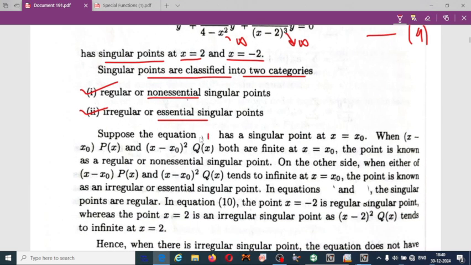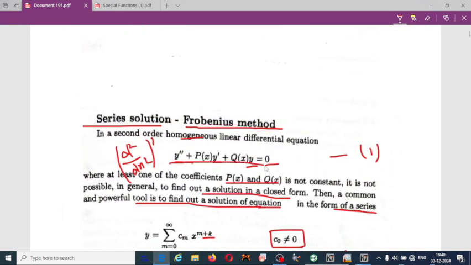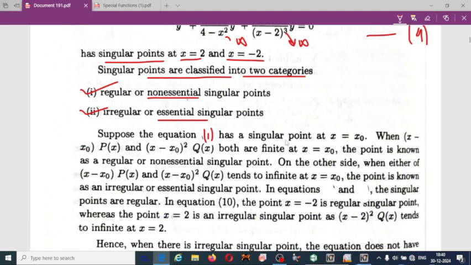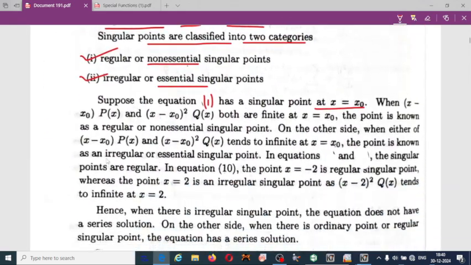So as we know equation 1, the second order differential equation, in this equation has a singular point at x equal to x naught. When x minus x naught into p of x, or x minus x naught square into q of x, both are finite at x equal to x naught, the point is known as regular or non-essential. First we should understand the definition for that.